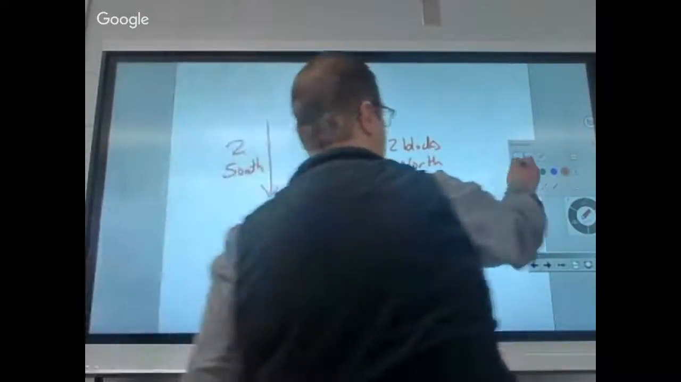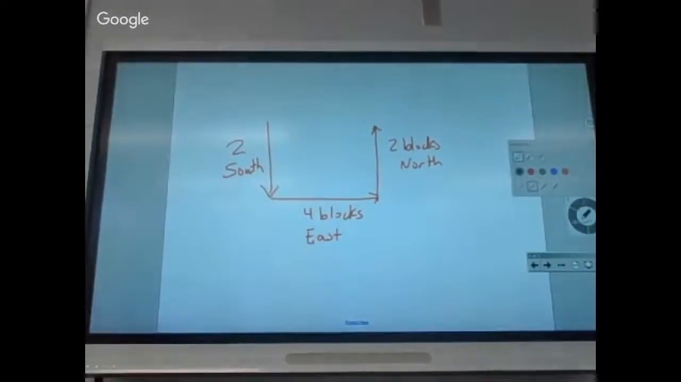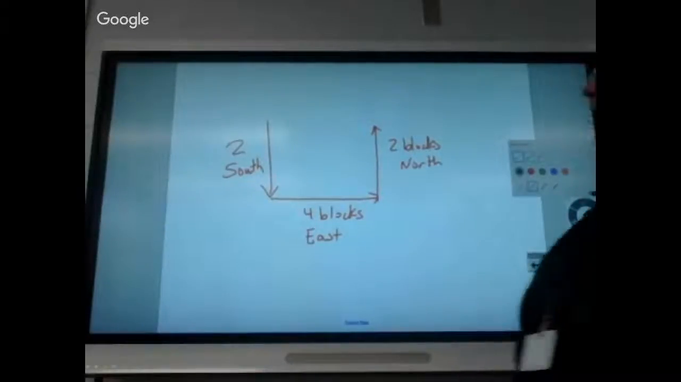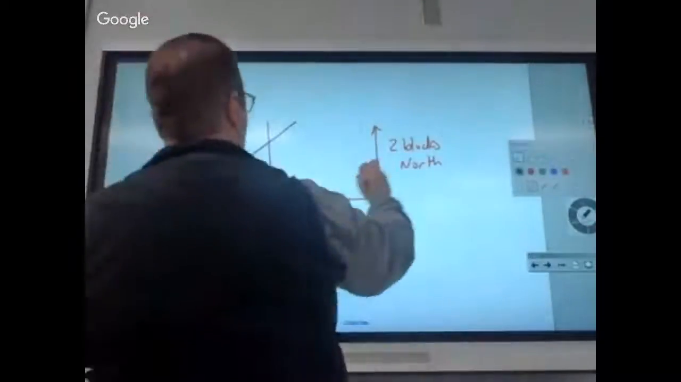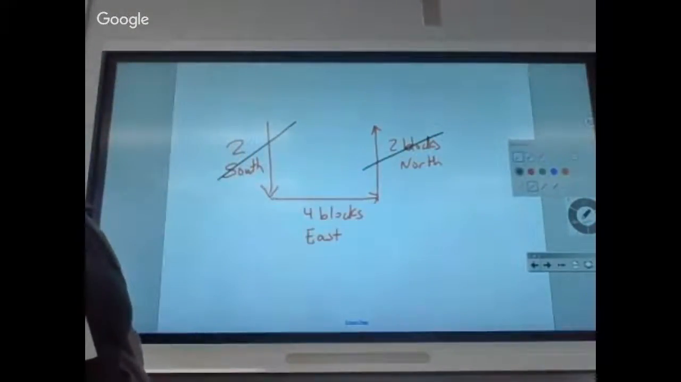And I want to know the displacement. All right, so what happens to my walking? Well, if I do 2 blocks south and 2 blocks north, what happens to those 2 blocks? They cancel out. My 2 blocks south and my 2 blocks north cancel each other out. I don't have to do any Pythagorean theorem or anything weird. Those 2 blocks cancel the other 2 blocks.